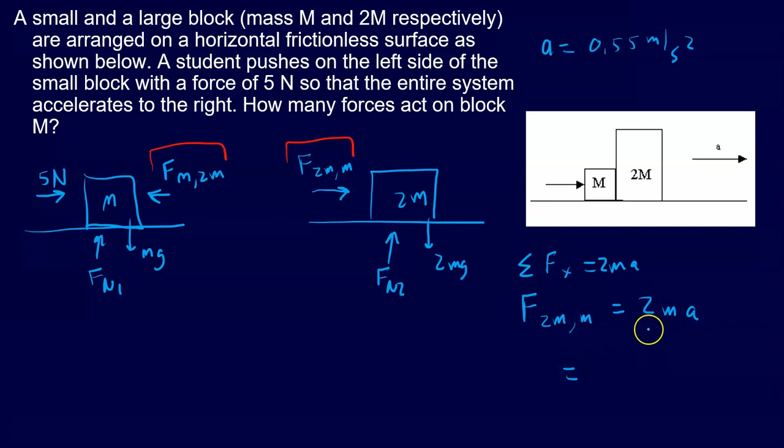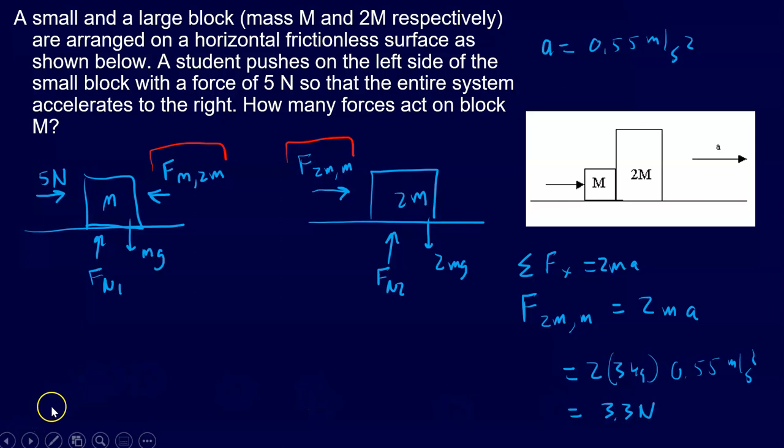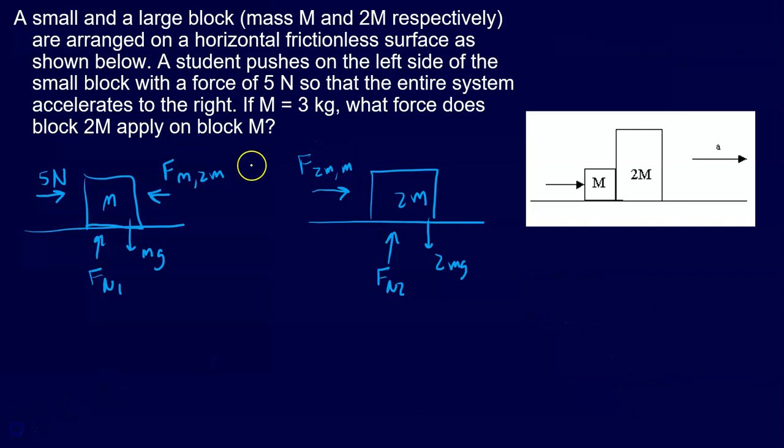And so over here, if I take, so it's 2, and of course we know that mass was 3 kilograms, and the a was 0.55 meters per second squared. And so when I did that, I came out with the answer of 3.33 newtons. Now, you could have used the other one, and that's going to be just fine. So let's go ahead and look at how to actually do that one.